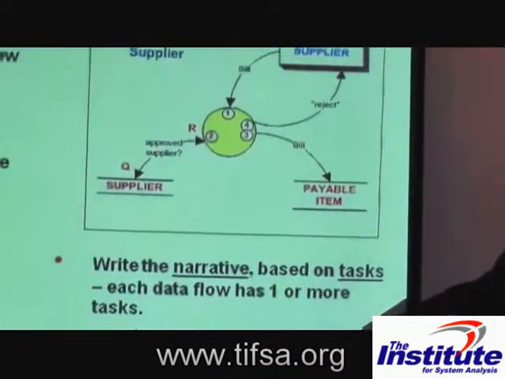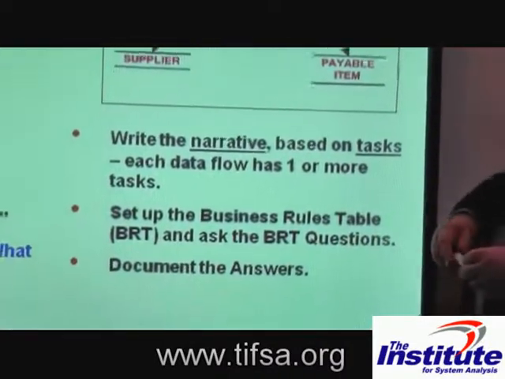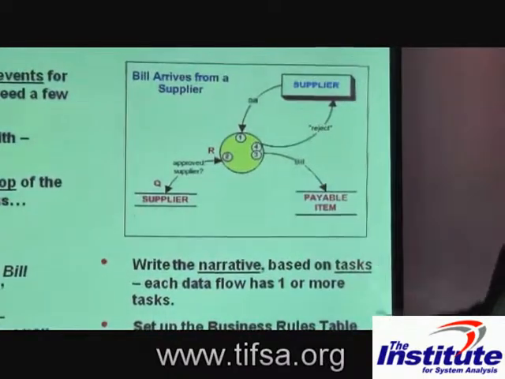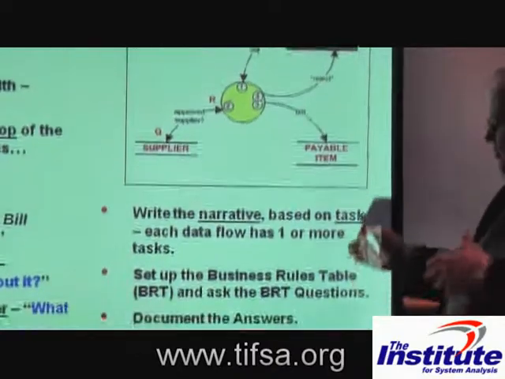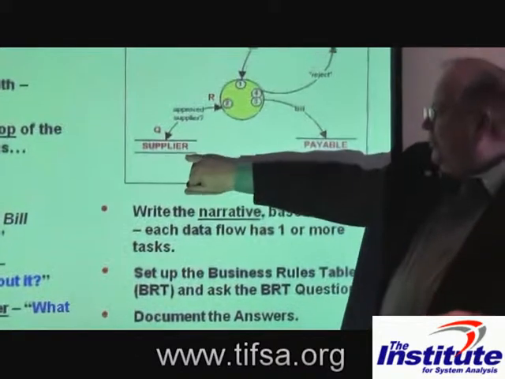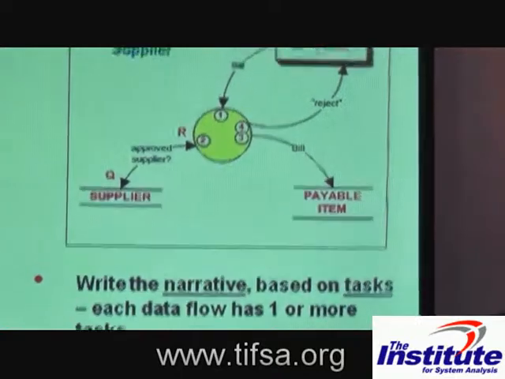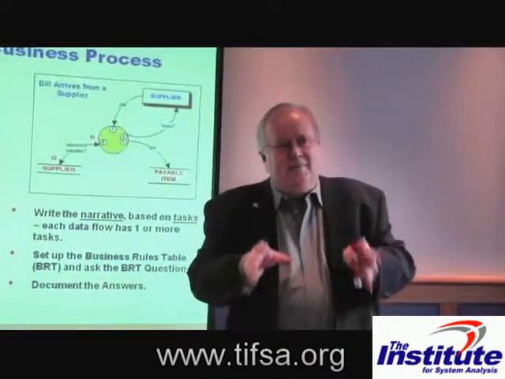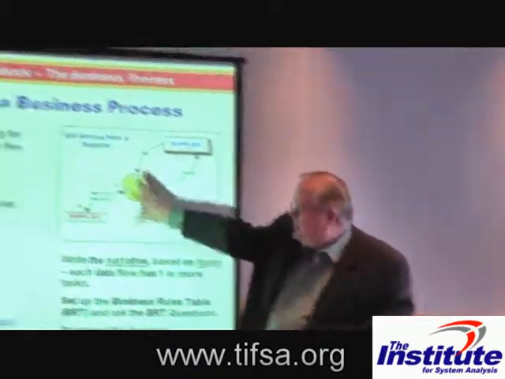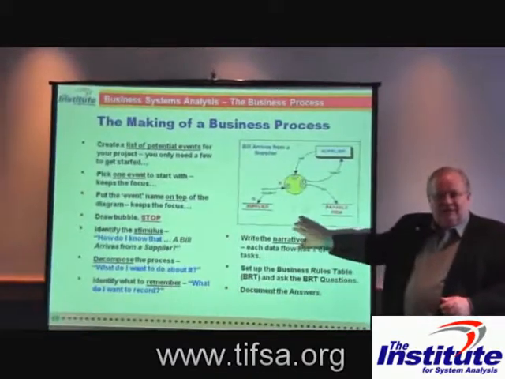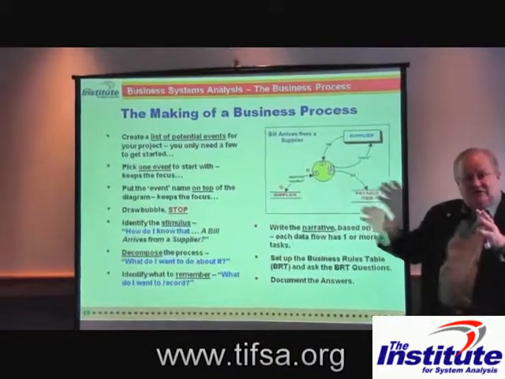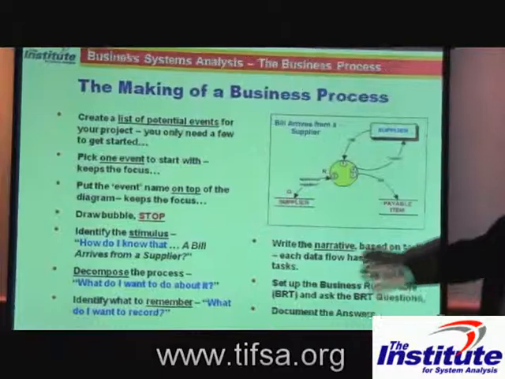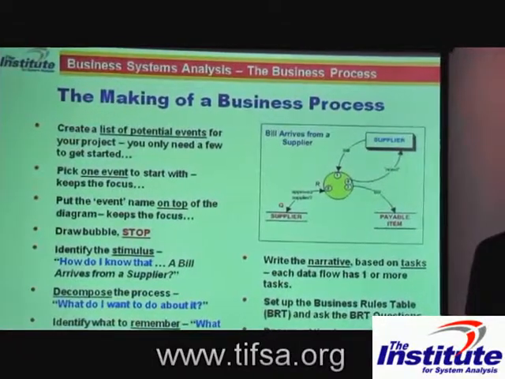Okay? Then you do the business rules table. The business rule table, in this case, will only have two objects, supplier and payable item. You do the table, you write up the rules under the appropriate object, document those answers, Bob's your uncle, we're all done. Keep this sheet, because this is a review of everything you have to do. Everything else is the details of what you've seen, what you've heard, and what you've read about this. Keep this sheet in front of you, and you'll do very, very well indeed.